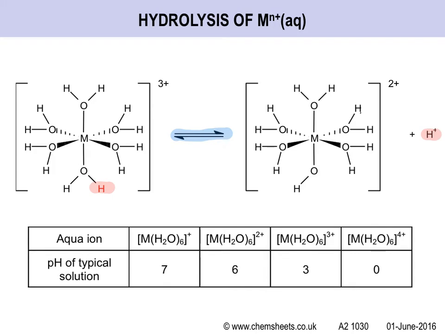We can also see that different charges on the ion result in different pHs. If we look at this table here, that shows it quite clearly. So a metal 3+ aqua ion is more acidic than a metal 2+ aqua ion, and that's going to become important in one of the reactions later on.